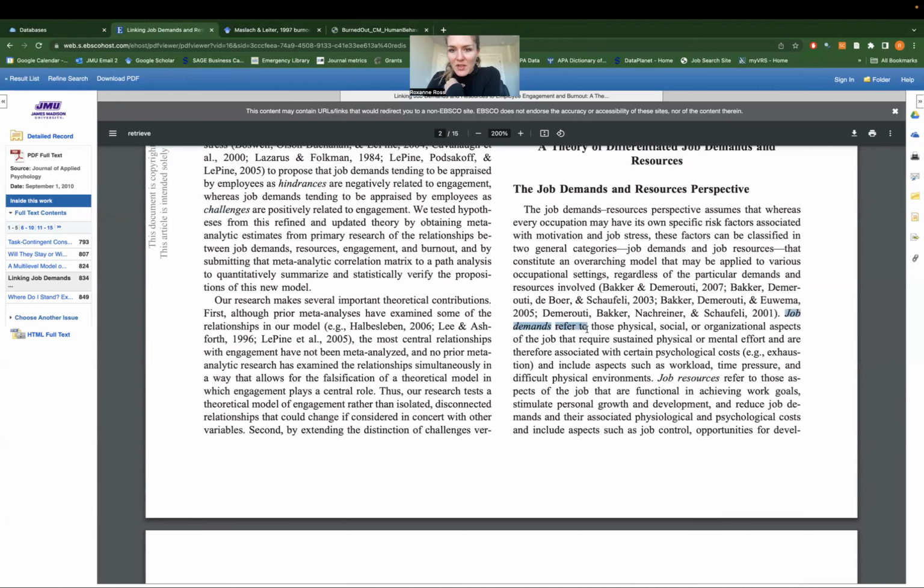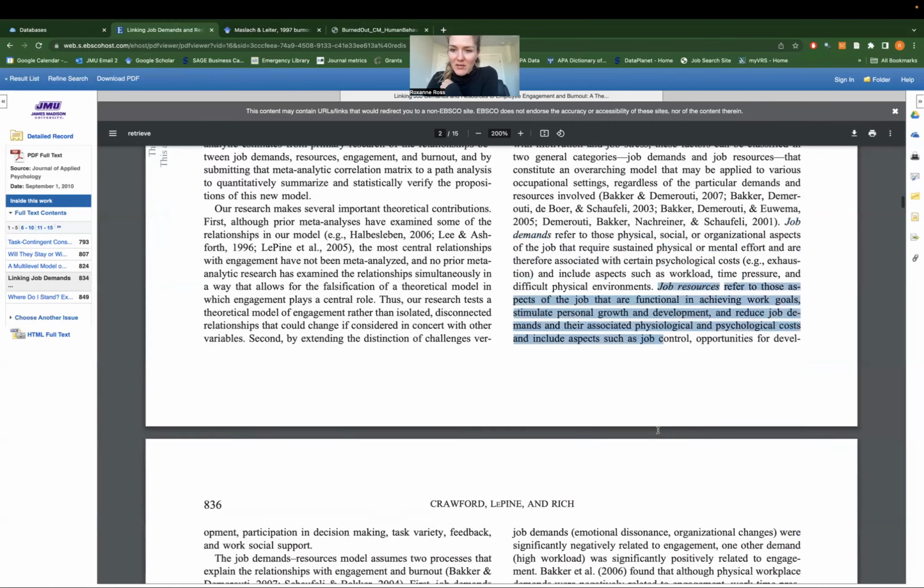So here there's this definition: job demands refer to those physical, social, organizational aspects of the job that require sustained physical or mental effort. Okay, great. There's a definition of your other variables that you would want to describe briefly in your answer to your research question. And then you have job resources, referring to those aspects of the job that are functional in achieving work goals, stimulating personal growth and development, and reducing job demands and their associated physiological and psychological costs.